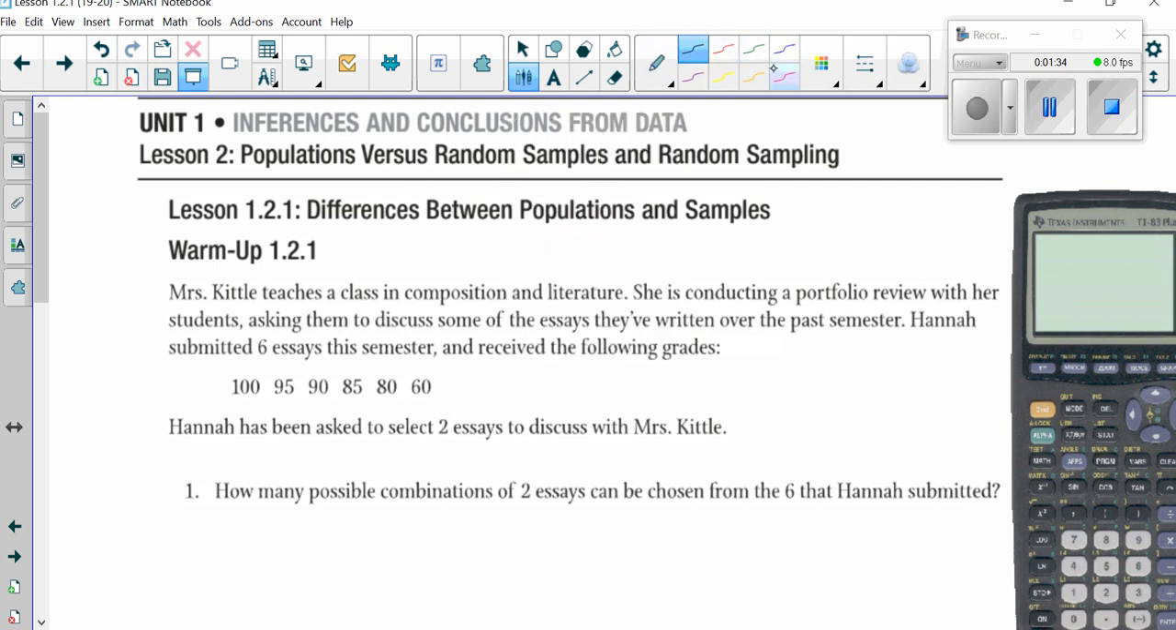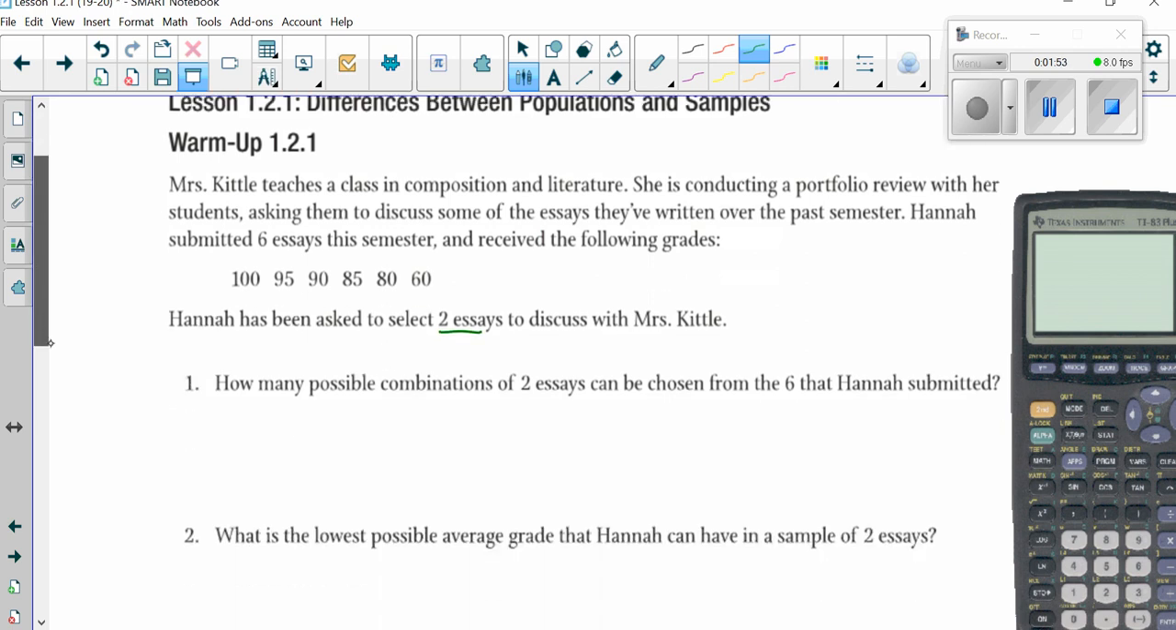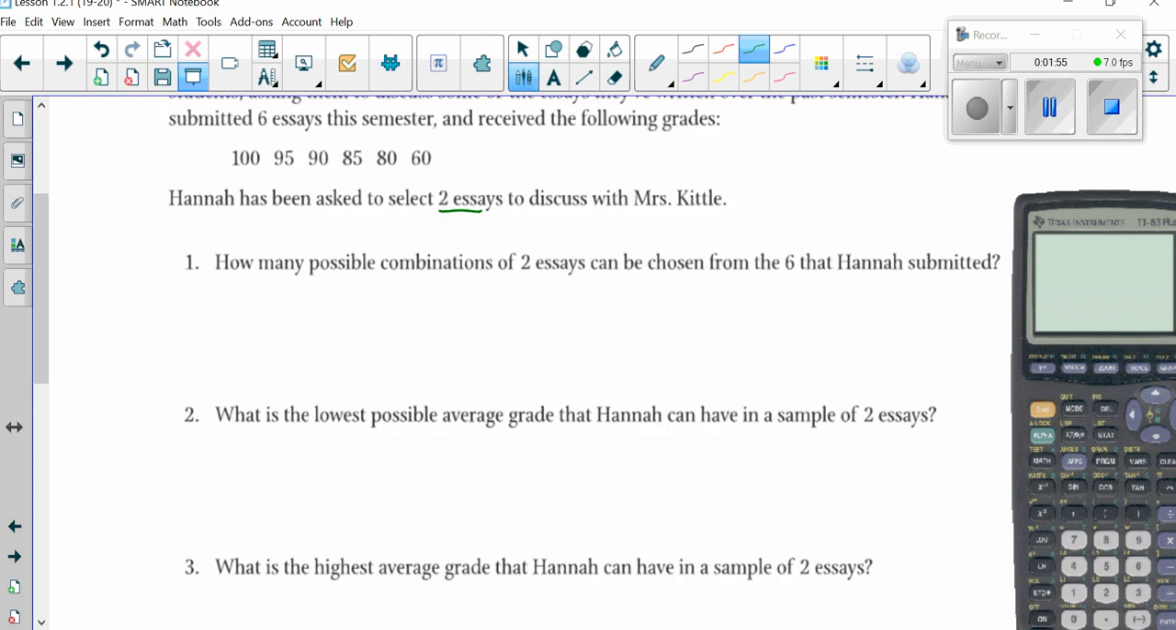Okay. And you can just assume that these are percentages or points out of 100. So 100, 95, 90, 85, 80, 60. Notice that they go in order from greatest to least. It says Hannah has been asked to select two essays to discuss with Mrs. Kittle. How many possible combinations of two essays can be chosen from the six that Hannah had submitted?